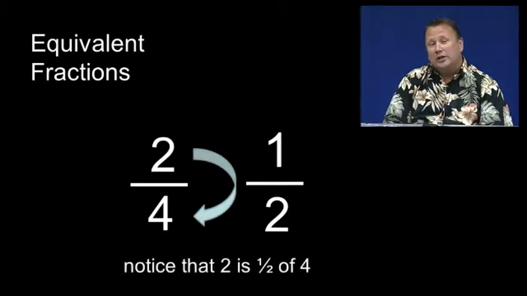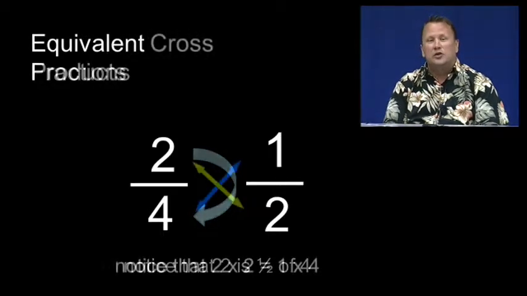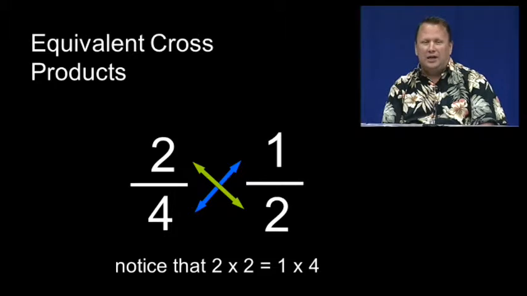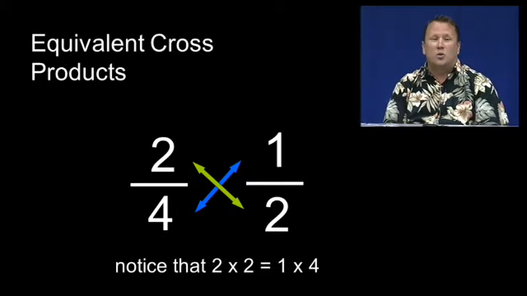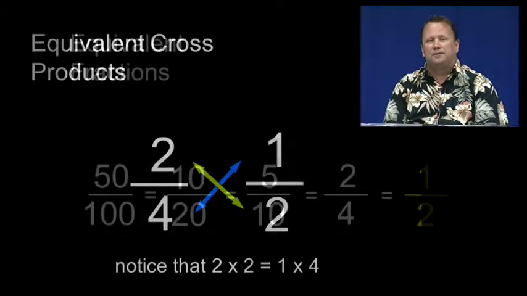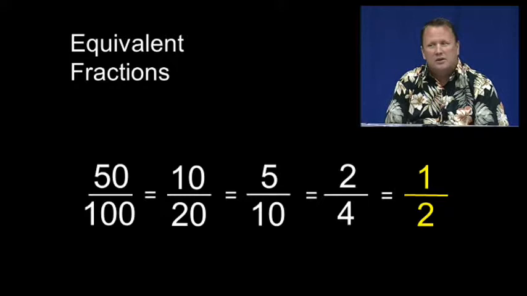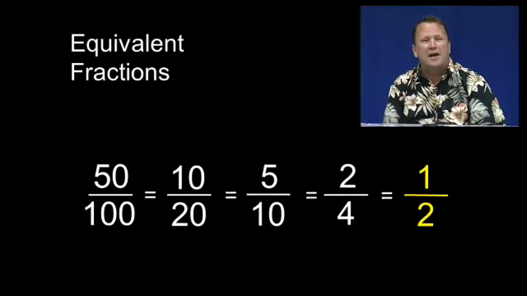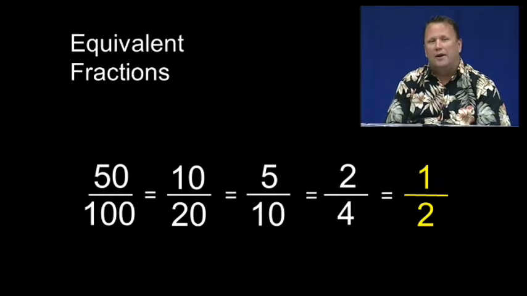Notice that 2 is 1/2 of 4, and the cross product 2 times 2 is equal to 1 times 4. So we know these are equivalent fractions. Hopefully you understand how 50/100ths is equal to 10/20ths, which is equal to 5/10ths, which is also equal to 2/4. All of these fractions are equal to the reduced fraction 1/2.